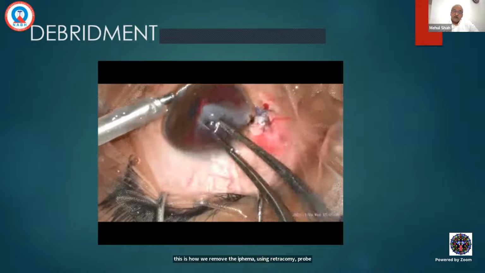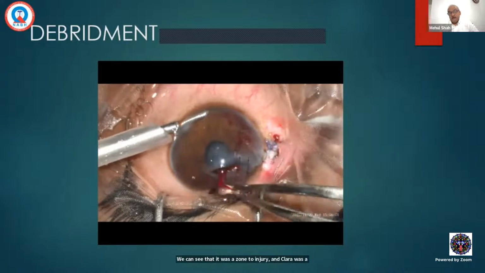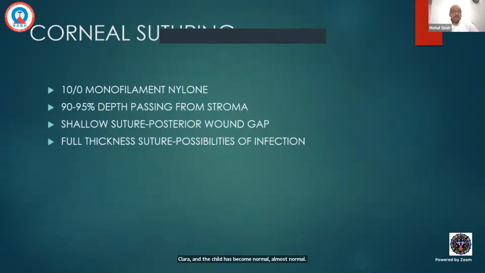We can see that it was a zone 2 injury and the sclera was very irregular. We sutured the sclera and the child has become almost normal. Probably the child will require cataract surgery later.